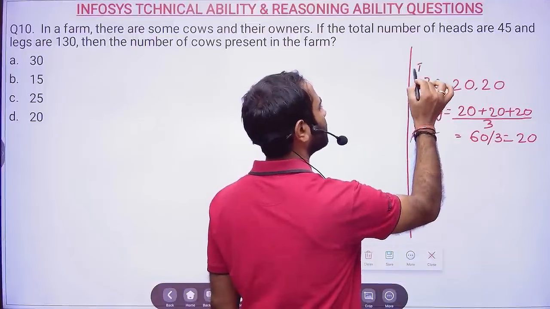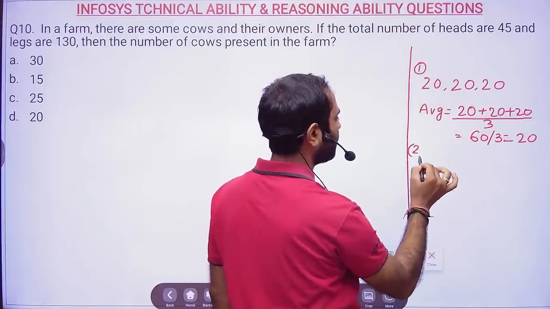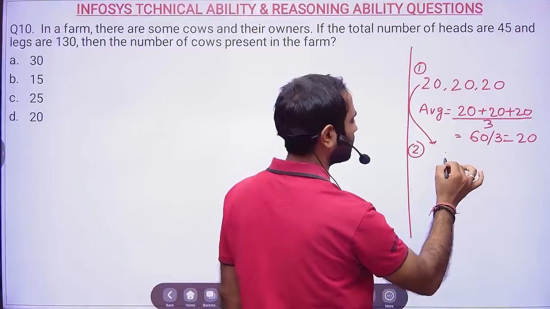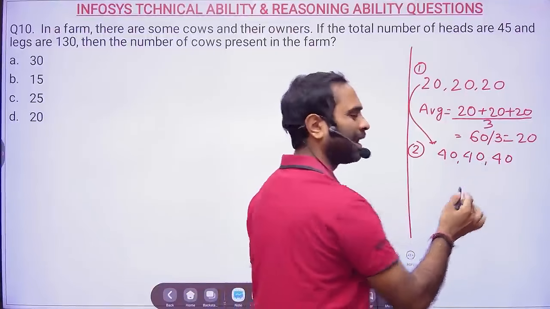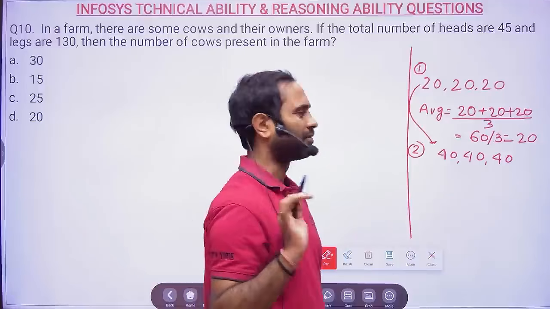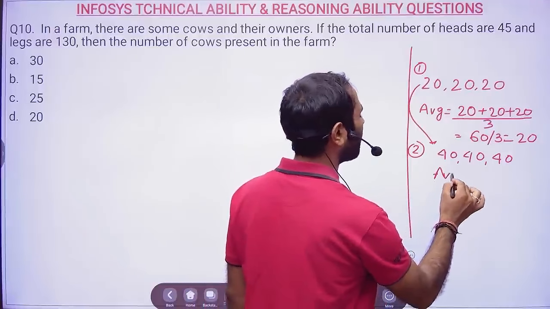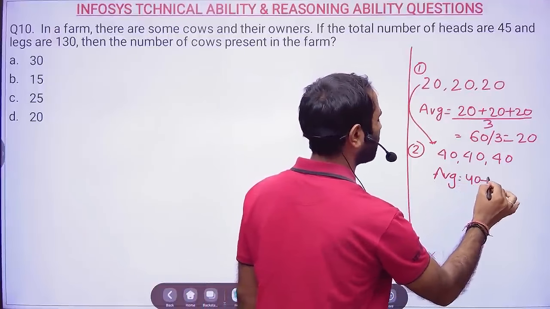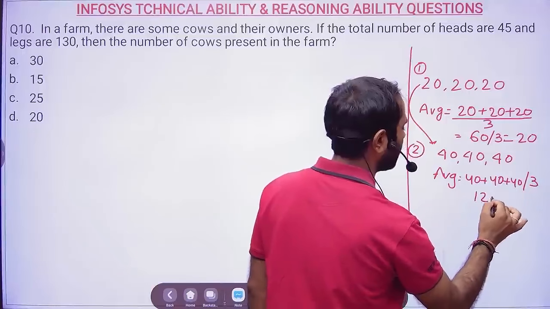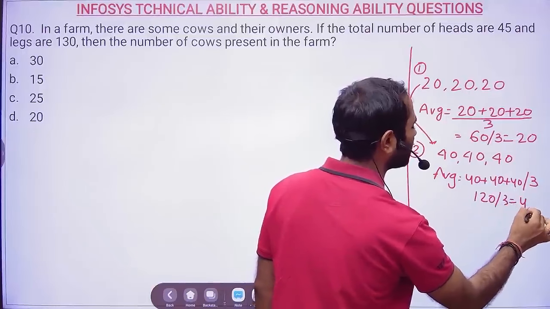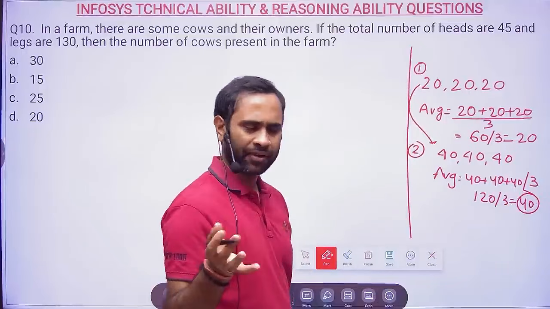Now if I am doubling all the numbers, what will be the average? Sir, again you are talking like a dumb person, sir. Average will be 40 only. No, what is the problem? I don't understand, sir. 40 plus 40 plus 40 divided by 3. Numbers are same, no? You have told in the classes, if the numbers are same, average will be same.